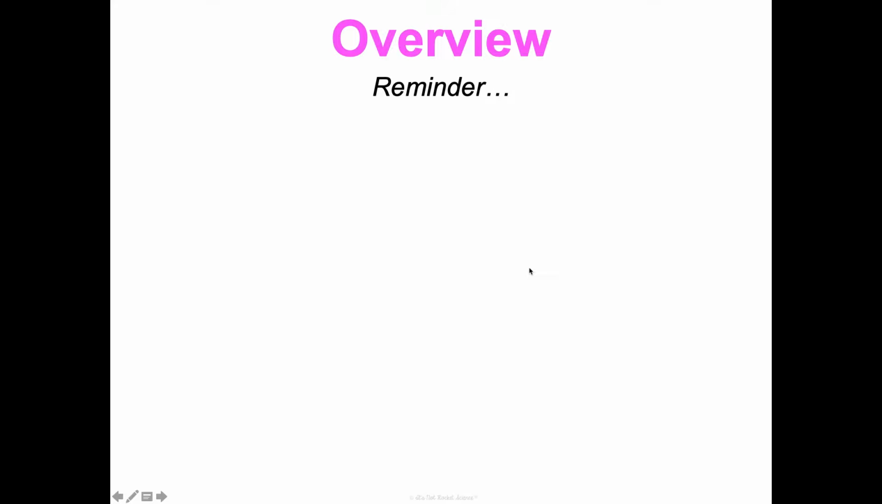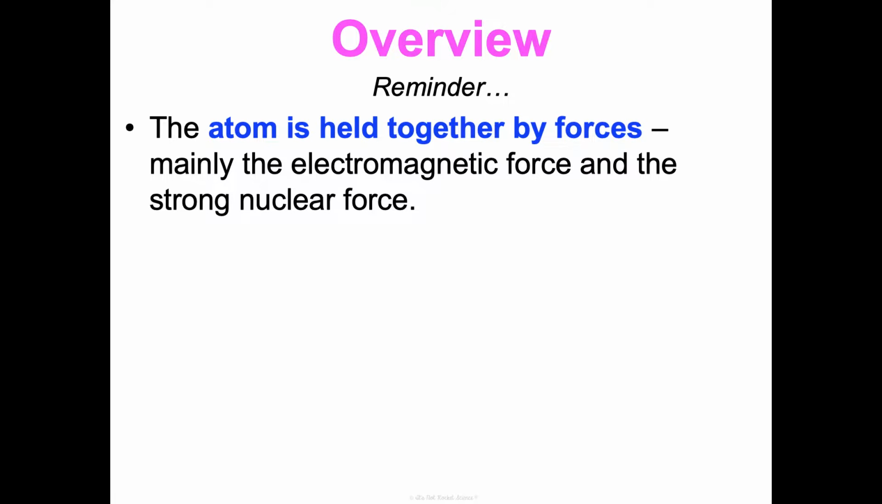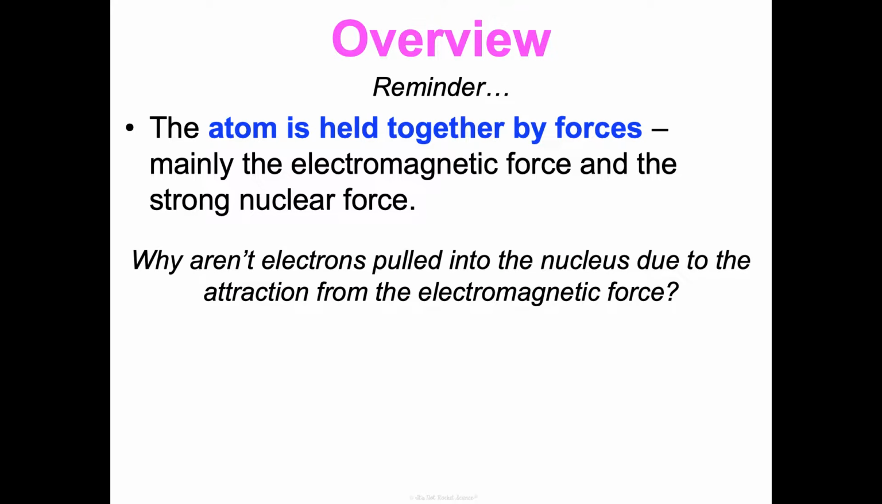So just a little reminder, the atom is held together by forces. Mainly there's an electromagnetic force, which can be attractive for opposite charges and repulsive for like charges. And then there's also a strong nuclear force that's happening because of the quarks that are in there, which again, we learned about in our last unit. But one thing that you might be thinking is, okay, so if there's an electromagnetic force and opposites attract, why aren't the negative electrons pulled into the nucleus due to the attractive force since the nucleus is positive? Why aren't they just pulled in?